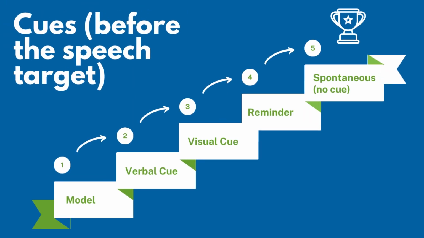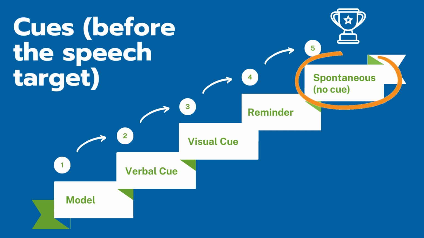Here are some common cues, from the most supportive at the bottom to the least supportive at the top. We'll start from the top and work our way back. Spontaneous is when the speaker can say the sound without your help or any cues. For example, a child sees a sock and says, "sock." This often, but not always, is what we're hoping for.